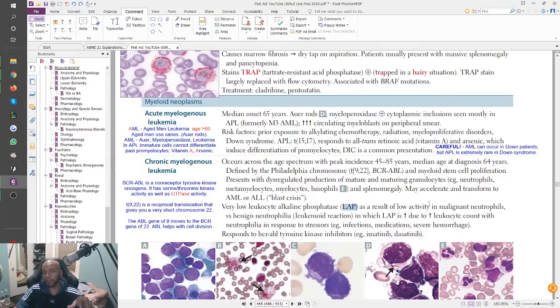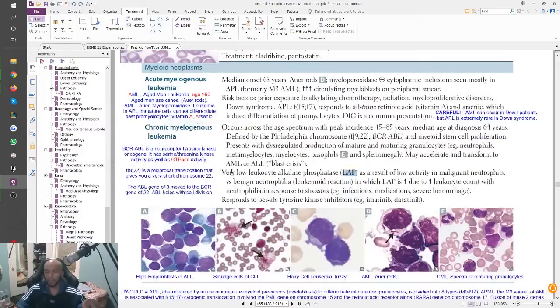This is a result of low activity in malignant neutrophils, right? Chronic myelogenous leukemia, you have neutrophils. You can see neutrophils. Of course, you can see other cells as well. You can see neutrophils, maturing granulocytes. But those neutrophils are cancerous. So your leukocyte alkaline phosphatase is low.